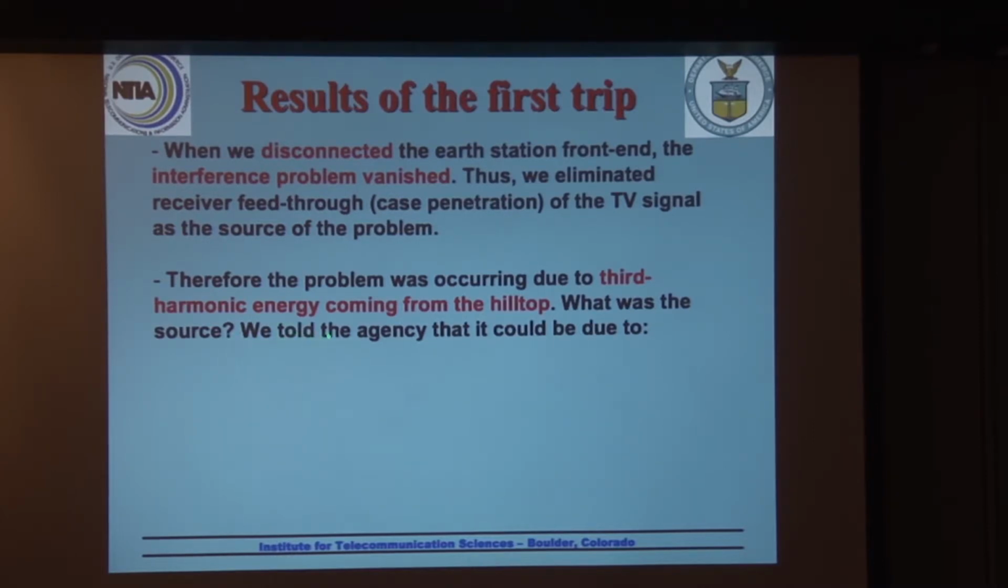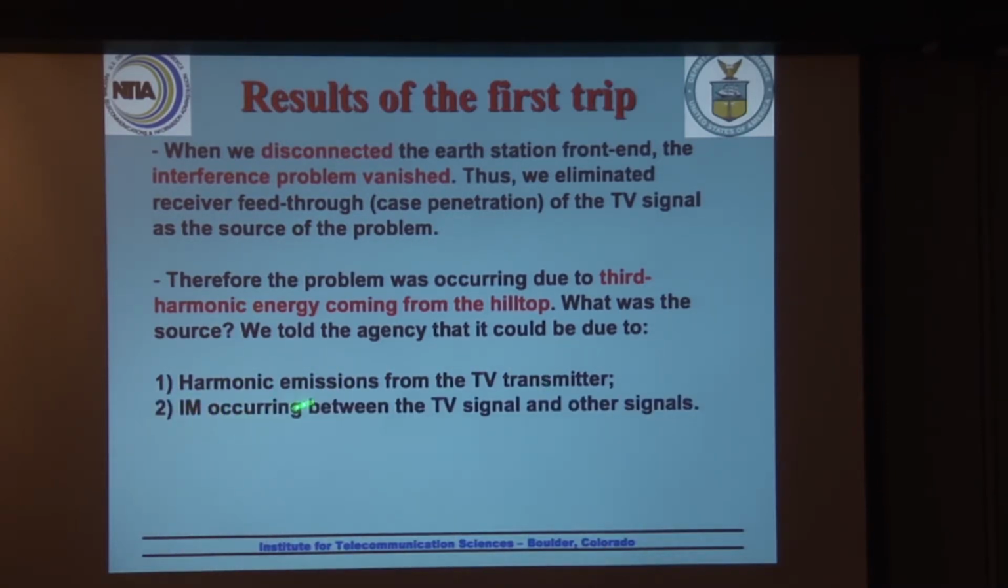So what was the source? Well, we told the agency at the end of the first trip that it could be due to a harmonic emission coming right out of the TV transmitter, or it could be intermod occurring between the TV signal and other signals on the hilltop, where one of the other signals would have to be pretty close to the TV signal and do the mixing such that we would get an output pretty much on that third harmonic. Remember the equation, an integer times F1 plus or minus an integer times F2 generating the intermod? Well, here F1 and F2 would have to be pretty close because we're getting, as it turns out, exactly a third harmonic frequency of that television transmitter.